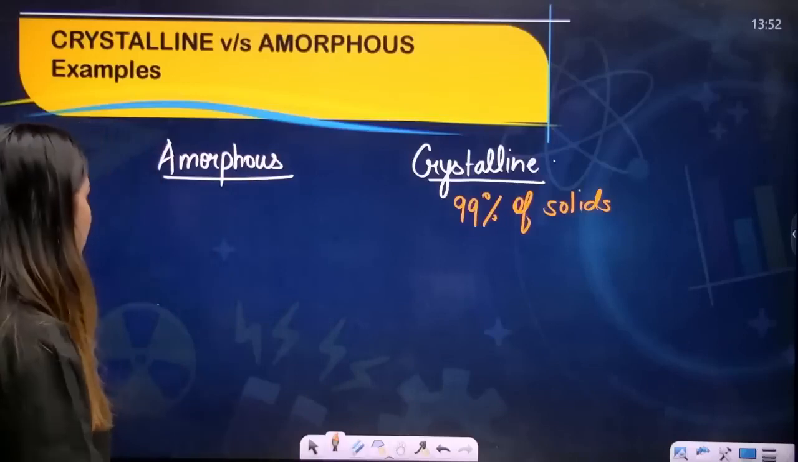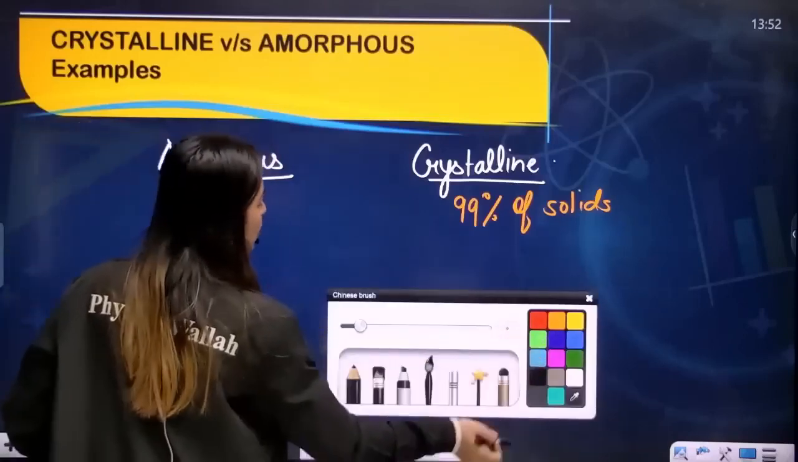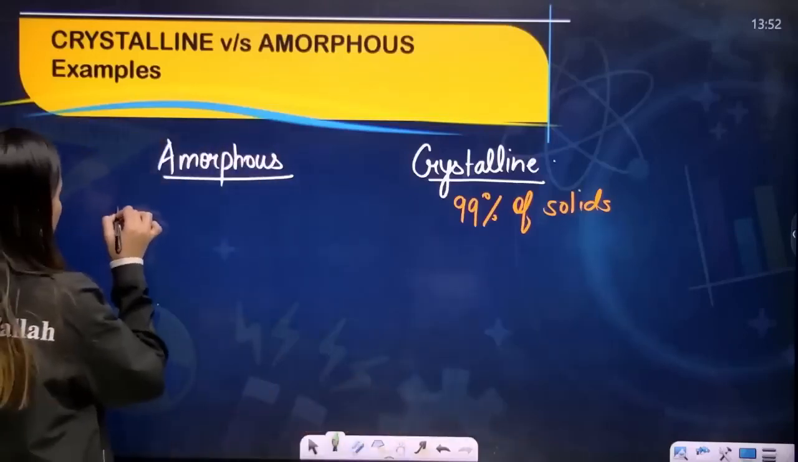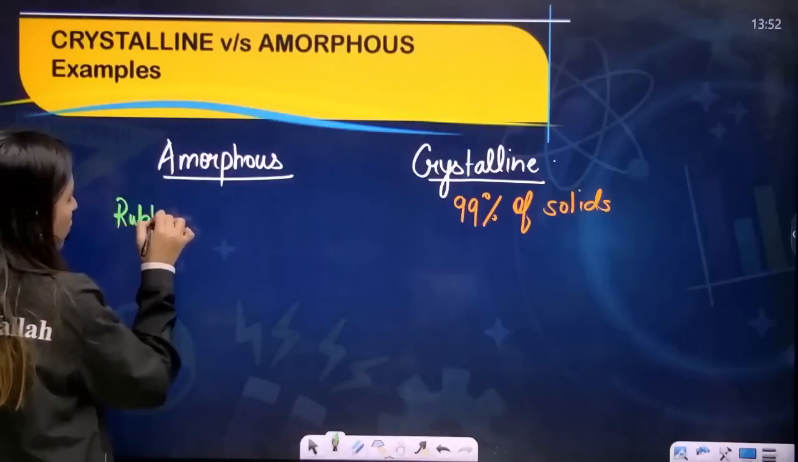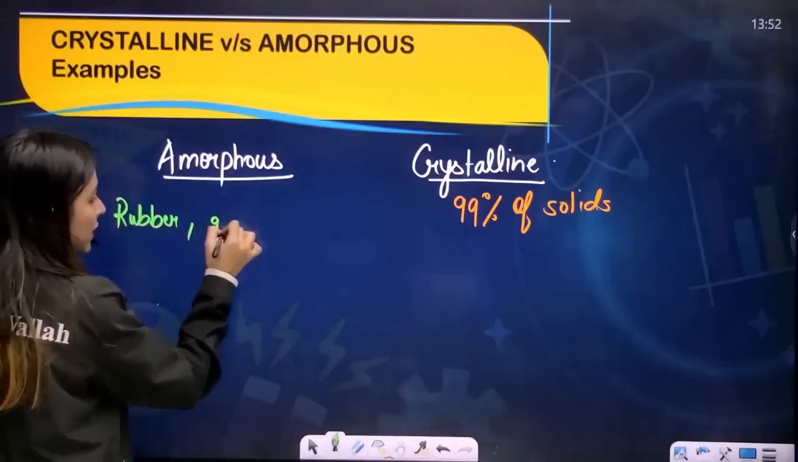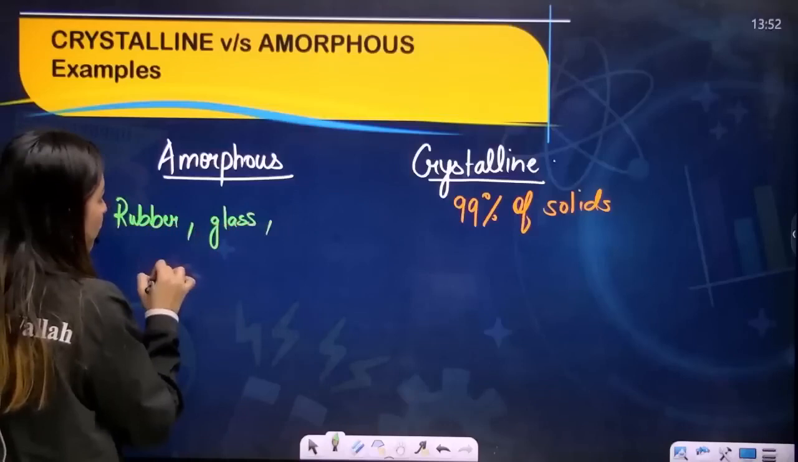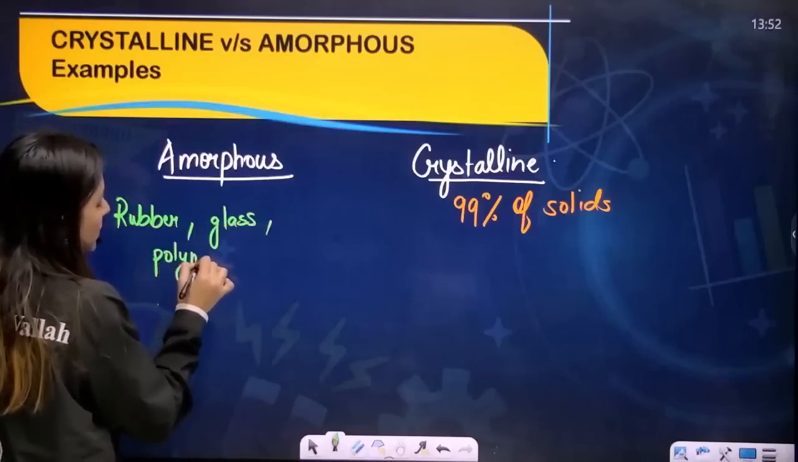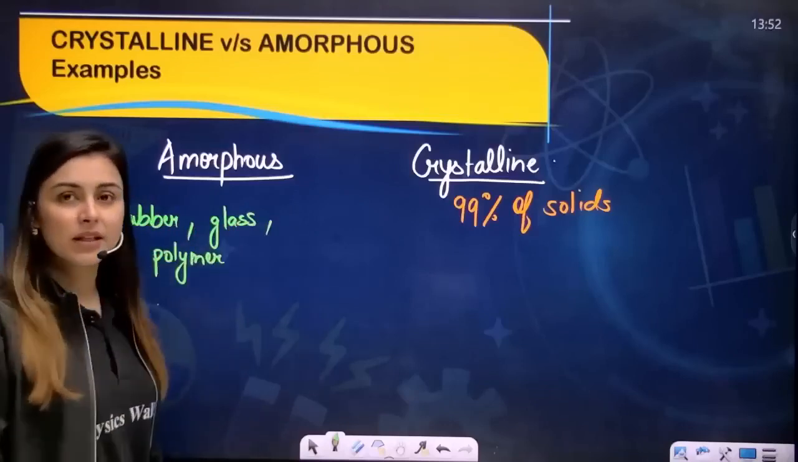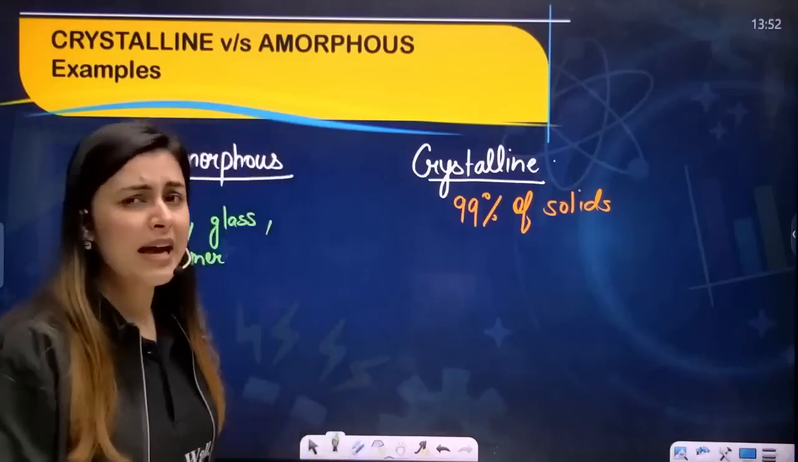Okay, so my dear students, if you talk about amorphous, then rubber, any form of rubber, any form of glass, any form of polymer. You will be studying polymers in 12th organic as well. Okay, any form of polymer.